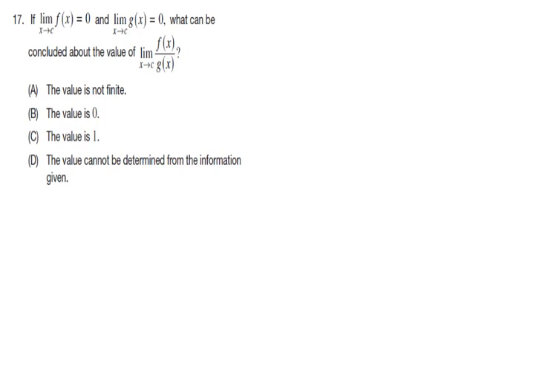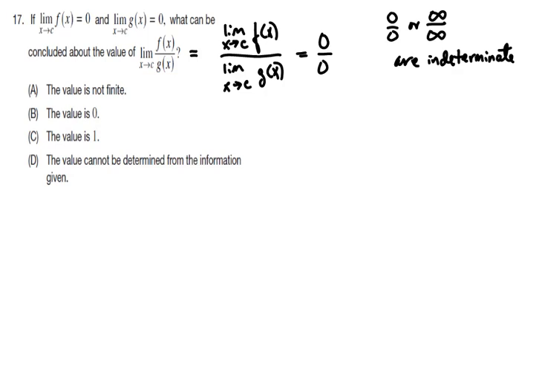Well, the properties of limits tell us that the limit of a quotient is equal to the quotient of the limits. And so the limit as x approaches c of f of x over g of x is the same as the limit as x approaches c of f of x over the limit as x approaches c of g of x. And since both of those are 0, we'd end up with 0 over 0. Now, 0 over 0 and infinity over infinity are what are called indeterminate values, which means that we can't tell what they are just by looking at those values.